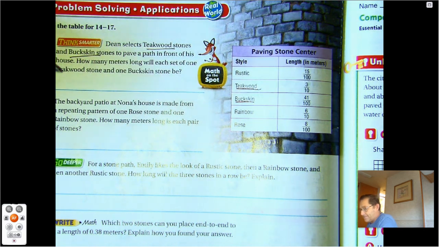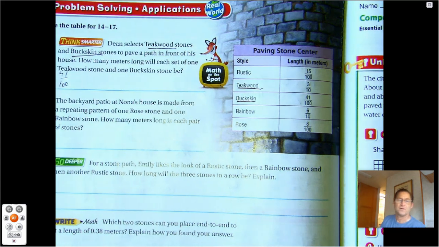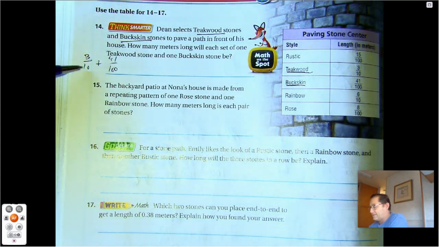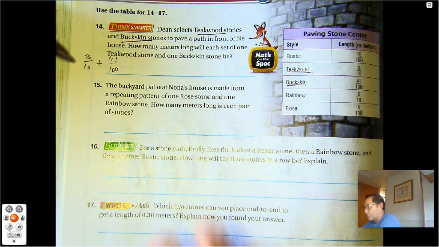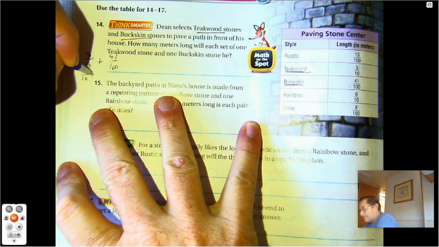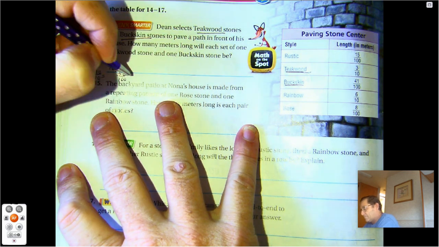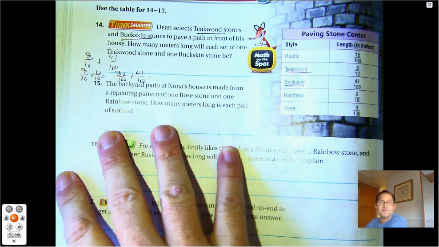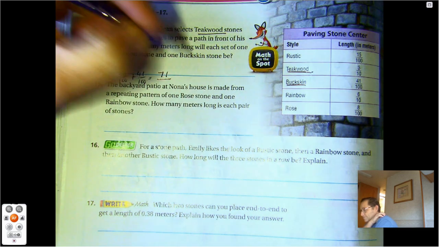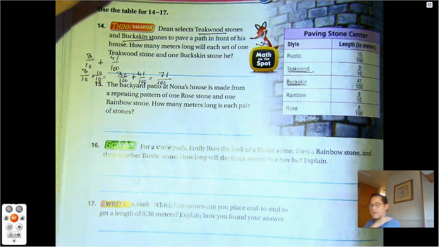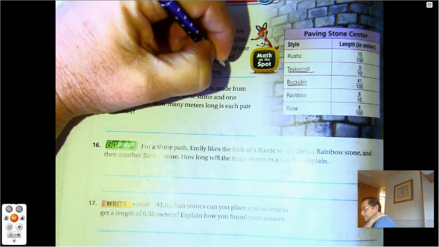So we have to add 3/10 plus 41 hundredths. Well, right now we can't do that because we're adding size of parts that are different. So let's make them the same size parts. So 3/10 times 10 over 10 would give me 30 hundredths plus 41 hundredths. Okay, so now we have the same size parts, and 41 plus 30 is 71 hundredths. So how many meters will it be? It will be 71 hundredths meter.